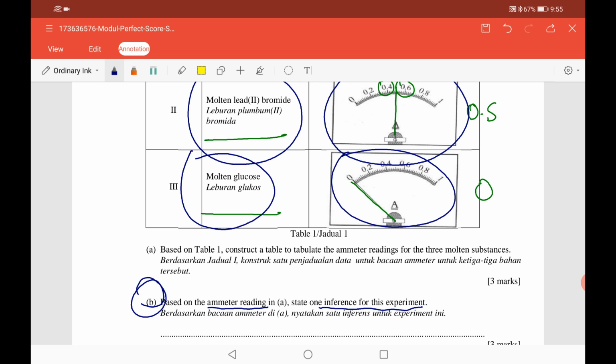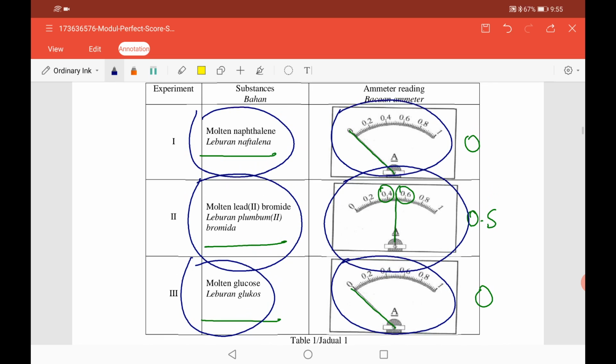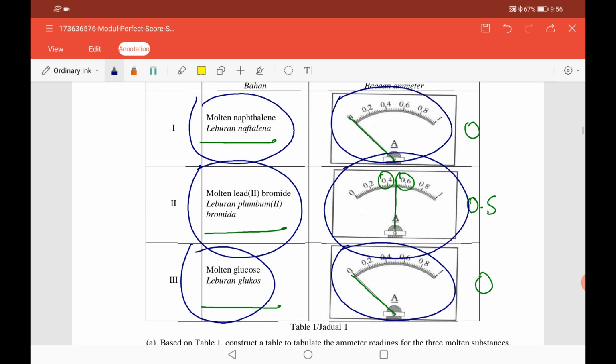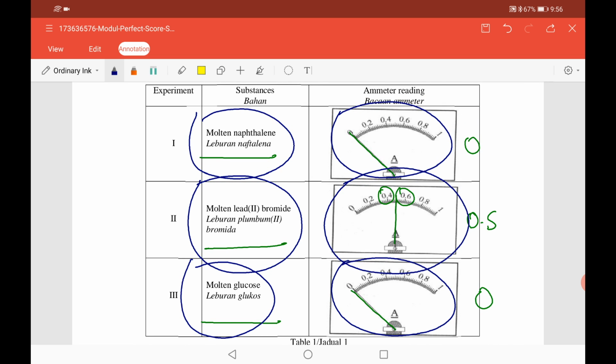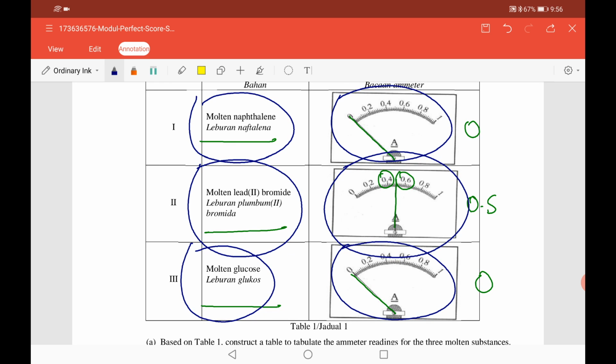Okay, so now you have to ask yourself, why does the ammeter get a reading? Always remember, the main purpose of the ammeter is to measure electricity. So when there is electricity, the ammeter will show some reading. In this case, as you can see, molten naphthalene and molten glucose have no ammeter reading, which means that they don't conduct electricity at all.